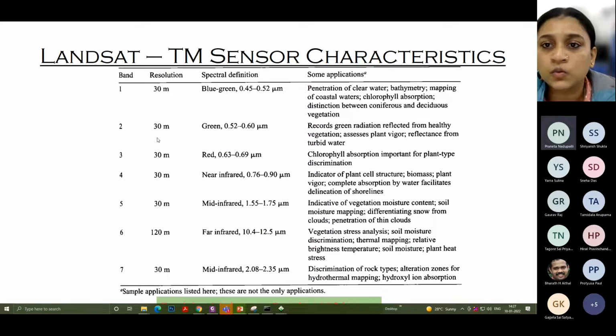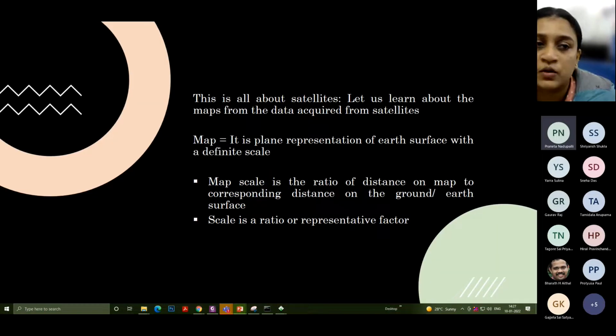Now this talks about the spectral resolution that it covers. It covers blue and green, then red, and up to the mid-infrared zones of wavelengths. It captures data in all these spectral bands. So the first section we finish here. We'll be moving to the next section about the maps. I hope this part is clear to everyone till here.